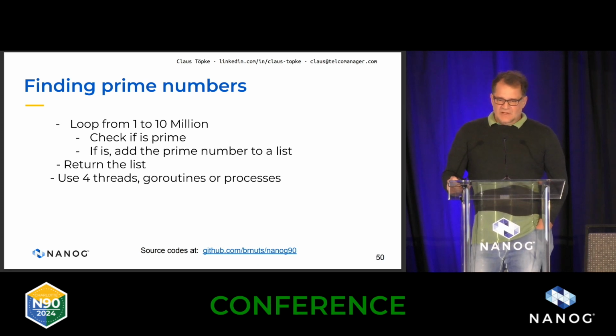And I've done another example. I've done a few examples running that, and you can find them on my GitHub page. BR Nuts is not my surname; it's Brazilian Nuts because I'm Brazilian. So it's BR Nuts. I found it funny when I went outside. Oh, there's Brazilian Nuts here. Okay, anyway, so BR Nuts and /nanog90. There are a few examples there.